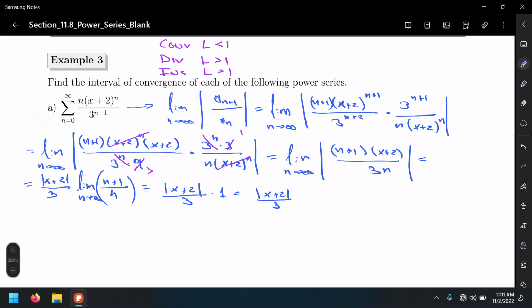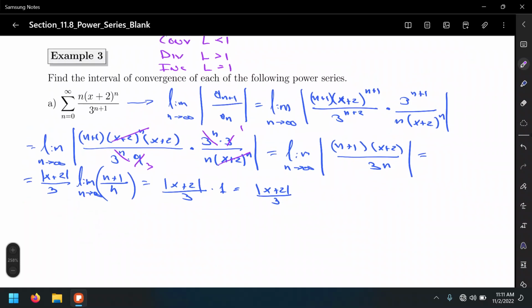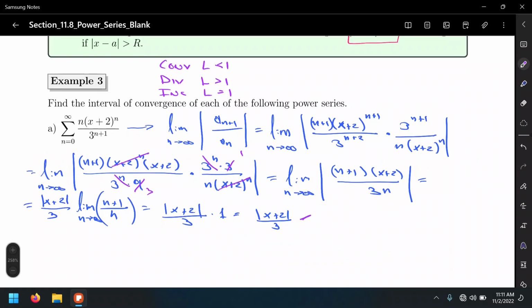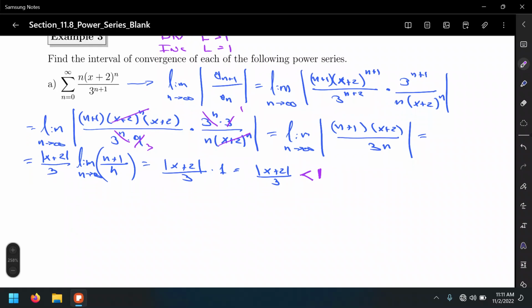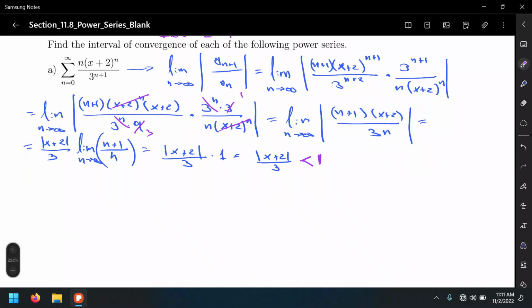Alright? So because we want to find the interval of convergence, we have to set this absolute value of x plus 2 over 3 within a condition that gives us convergence. In other words, we need to set this less than 1, in order to force this quantity to converge. Because that's what we want to know, the interval of convergence. Why would we want to know the interval of divergence, that is, where it blows up to infinity? Well, we don't want to know that, right?